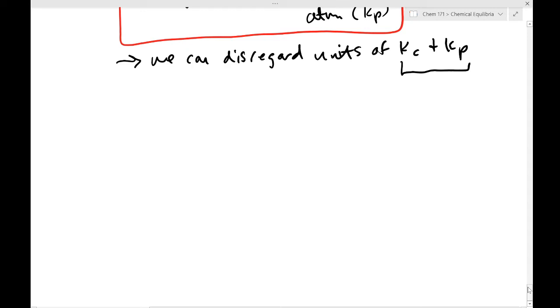Okay, next. So that's the units of Kc and Kp. You can basically disregard them, but you have to make sure to use units of molarity and atmospheres. Okay, next we want to talk about something called heterogeneous equilibria.